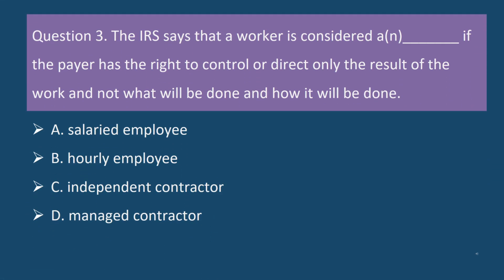Question 3. The IRS says that a worker is considered a blank if the payer has the right to control or direct only the result of the work and not what will be done and how it will be done. A. Salaried employee. B. Hourly employee. C. Independent contractor. D. Managed contractor.